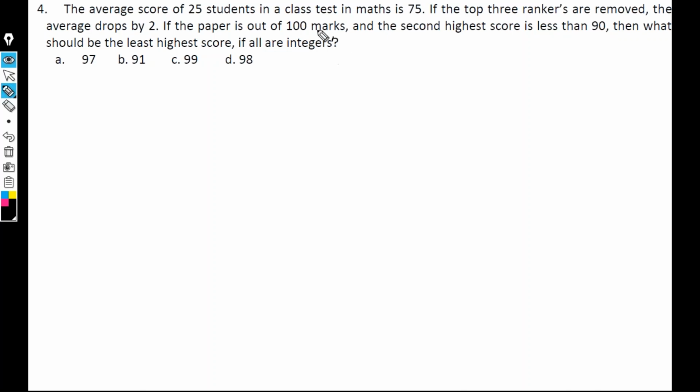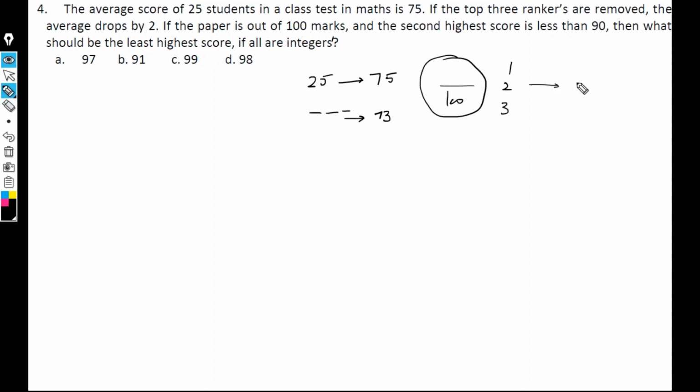Okay, guys, let's do it. In this case, given to me is the average score of 25 students in a class in maths is 75. If the top three rankers are removed, the average drops by 2. If the paper is out of 100 marks and the second highest score is less than 90, then what should be the least highest score? So we have to minimize the highest score. And given to me is that all the values are integers.